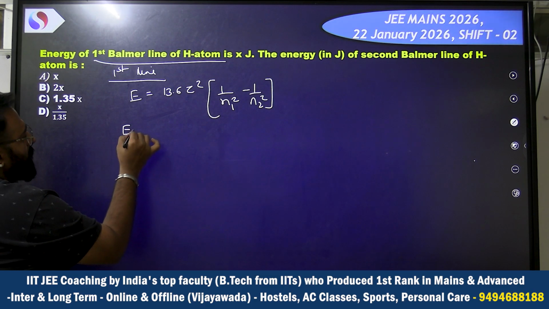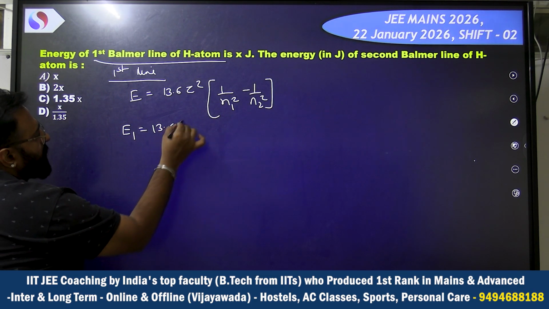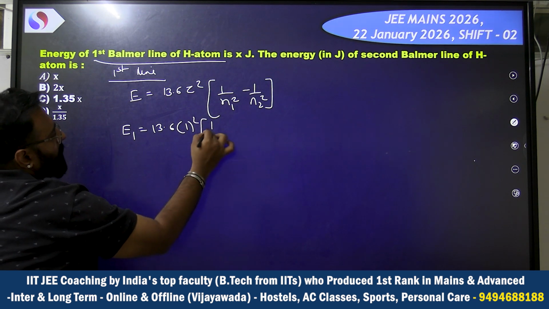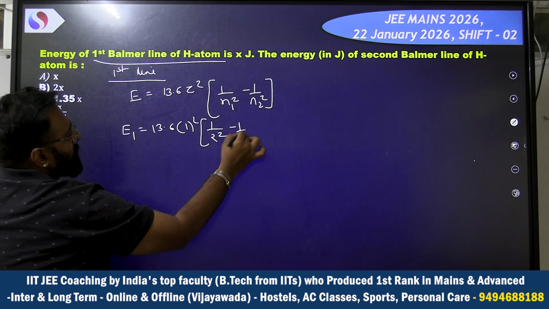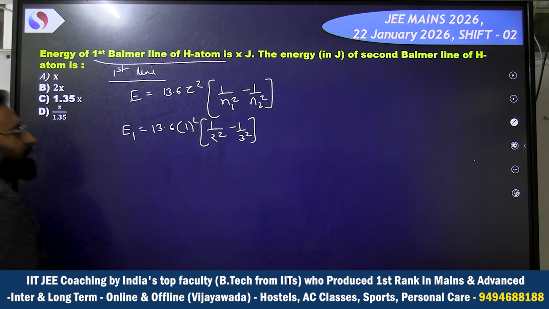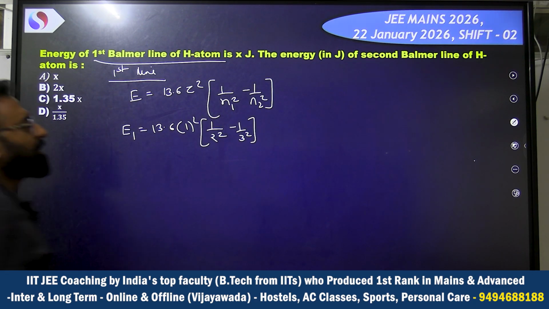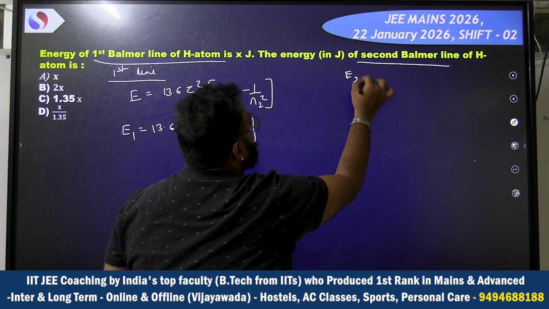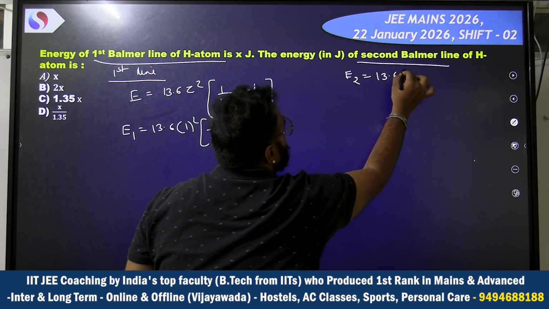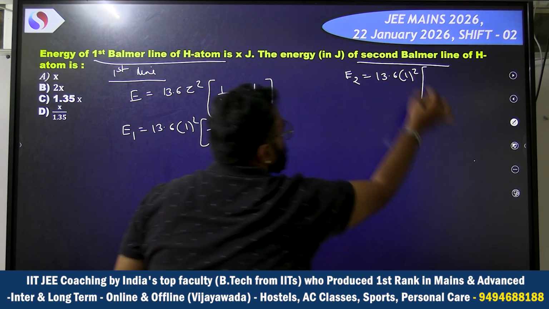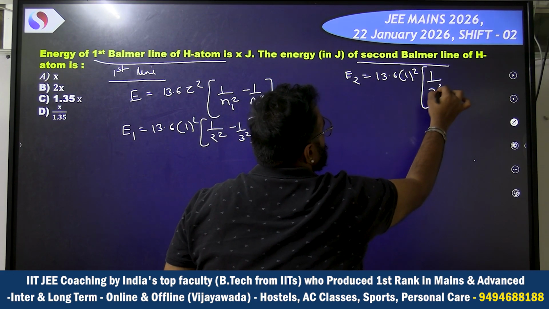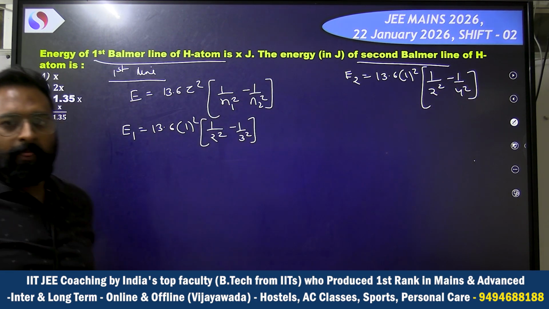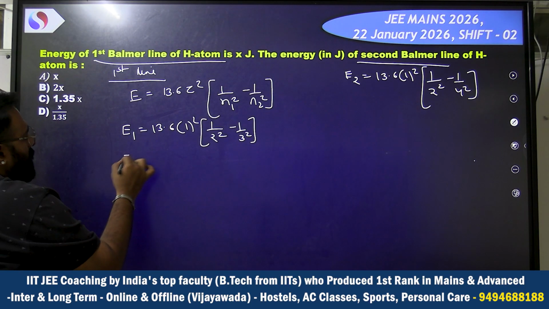So E1 is equal to 13.6, it is hydrogen atom, so 1 square, times (1 upon 2 square minus 1 upon 3 square). This is for the first line. Similarly, for the second line, E2 is equal to 13.6 times 1 square times (1 upon 2 square minus 1 upon 4 square). This will be the second line. Okay, correct? So let us solve.